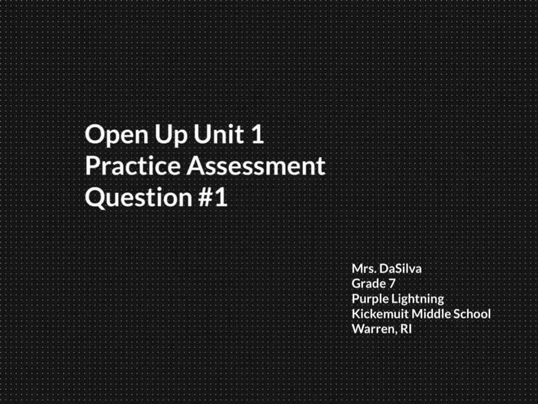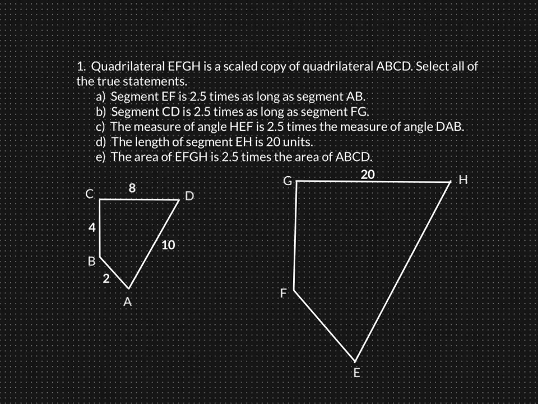So this is our first unit test, and I've put together a series of videos to go over each of the questions in the practice test. Our first question talks about these two different quadrilaterals, EFGH and ABCD. They are scale copies of each other. It tells us that, and we have to select all of the true statements.